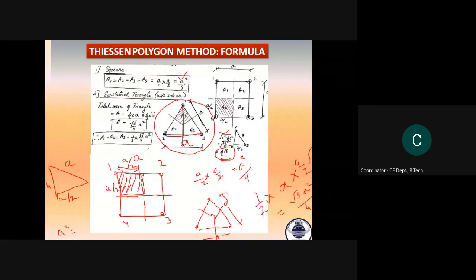And we said that this Thiessen polygon will be divided into 3 equal parts. So the area under each rain gauge station will be simply the total area divided by 3. So A1 equals A2 equals A3 will be 1/3 of this area, which is this one. Clear, everyone? Yes, ma'am.